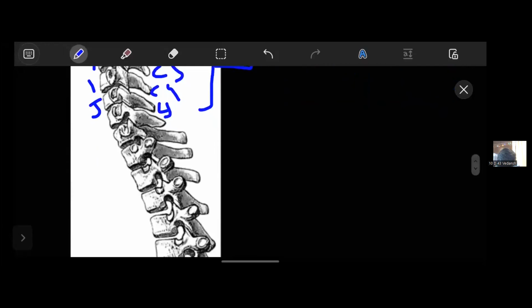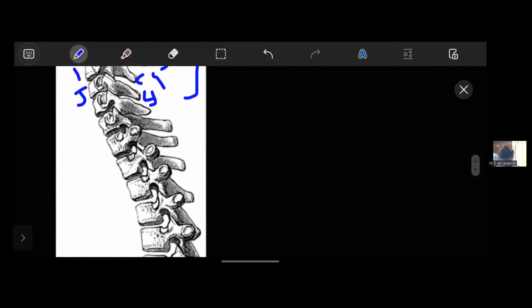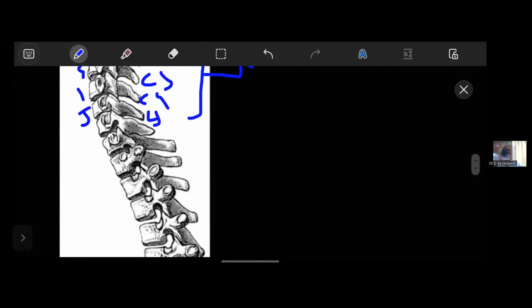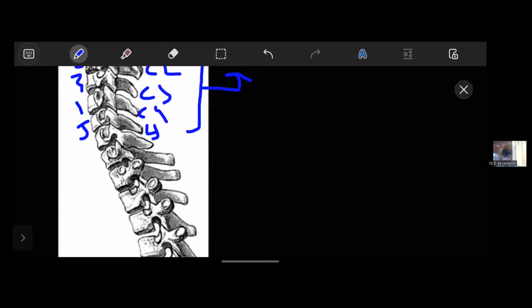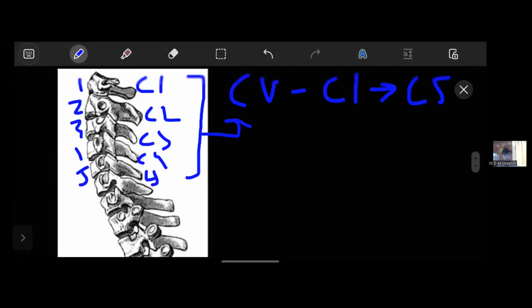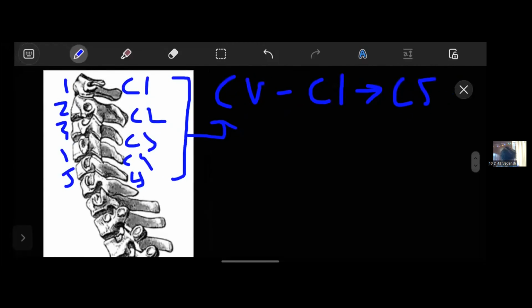Okay. Moving down, we have the thoracic vertebra. Now, notice that in the cervical vertebra, you don't need spaces for the ribs. So they are just enclosed like this. They are just in this shape. If you look from the upper side, they're just like this.